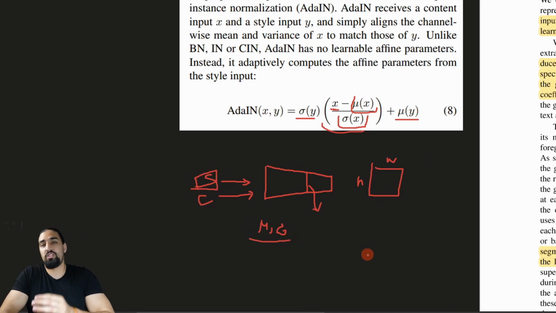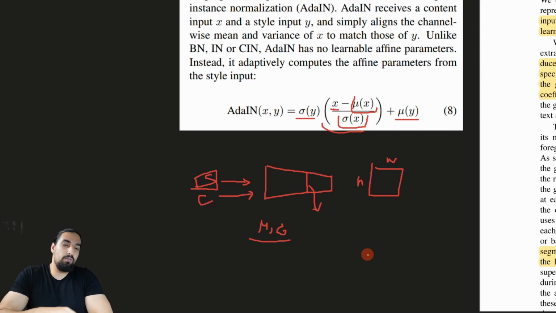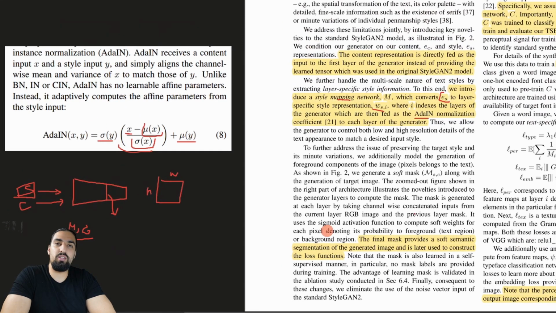And by just modifying those simple first order statistics, they show that they can adaptively change the style of the image. So that was the basic idea, and that's what StyleGAN was using, and that's what this paper is also using to generate the source style.